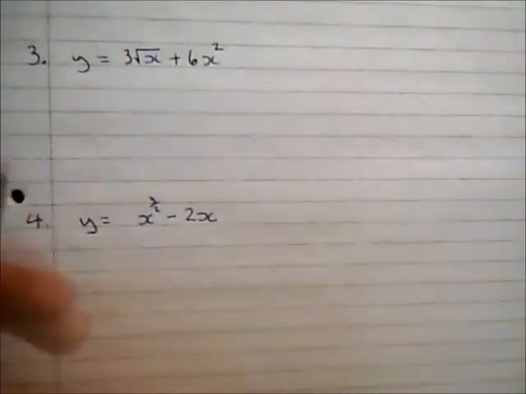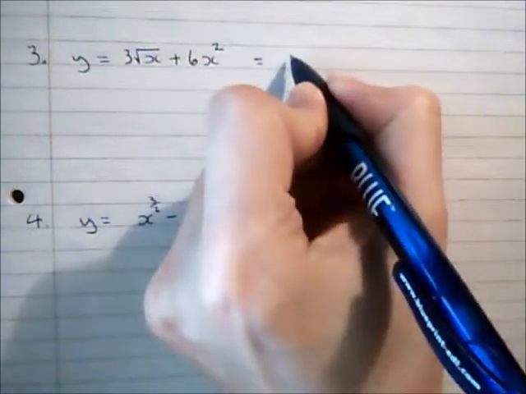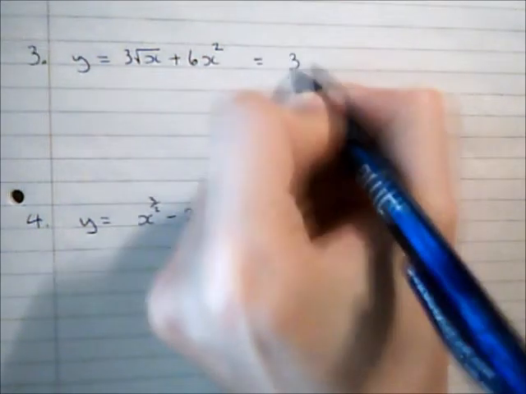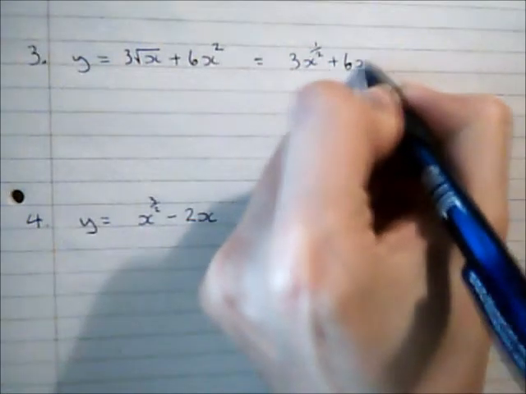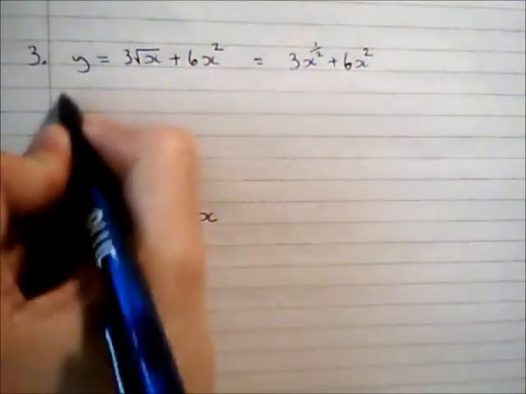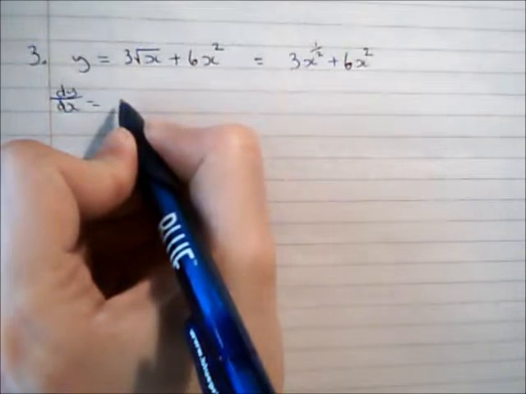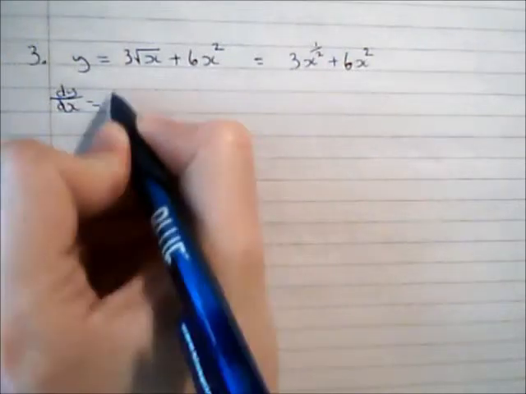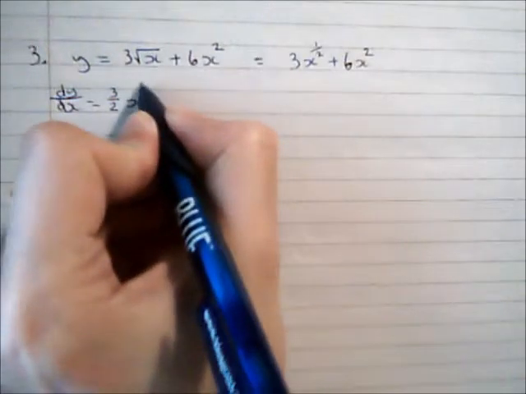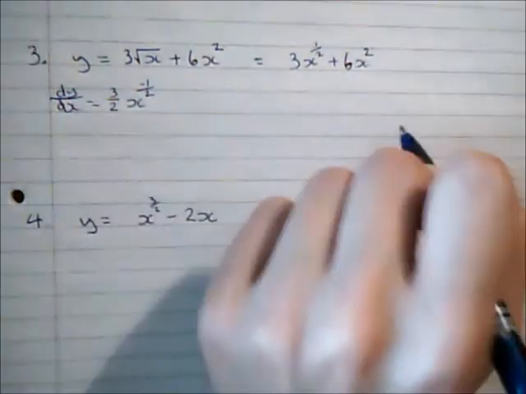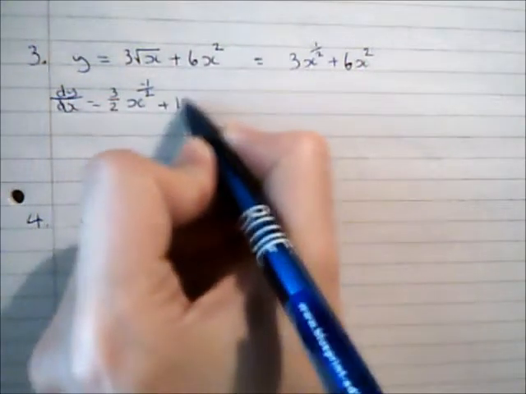So this third example is not in index form. So I'm just going to rewrite it so it is. So root x becomes x to the half. And then I'm going to go through and differentiate term by term. So 3x to the half, so multiply by a half, so that will give me 3 over 2 x, reduce the power by 1 to negative half. And then the second term will become 12x.